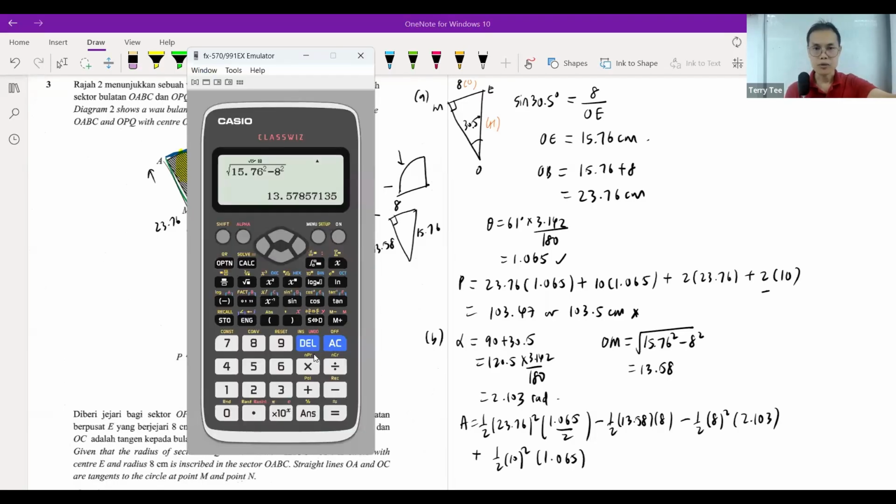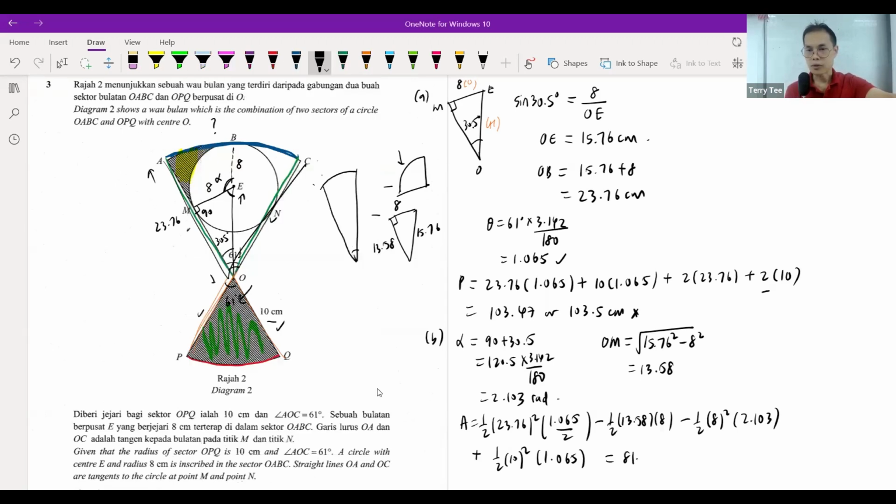Okay, let's count. Use your calculator. Okay, do one shot. 0.5 times 23.76 square times 1.065 over 2. Okay, then you minus half is 0.5 times 13.58 times 8 minus 0.5 times 8 square times 2.103. And I haven't finished yet. This is the first answer, right? But you got to add 0.5 times 10 square times 1.065. Okay, I got 81.94. Yeah, answer is 81.94.